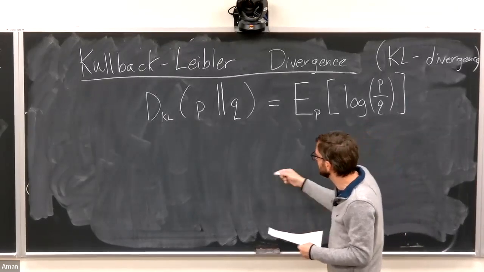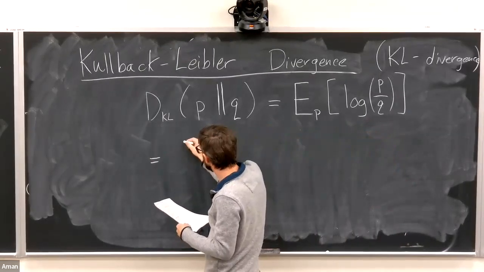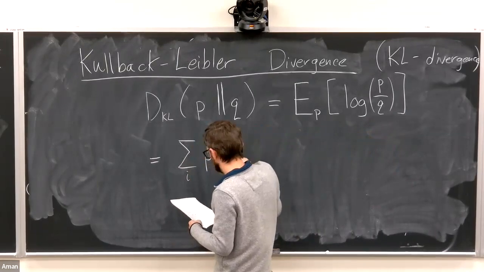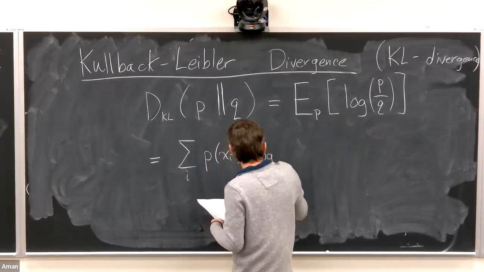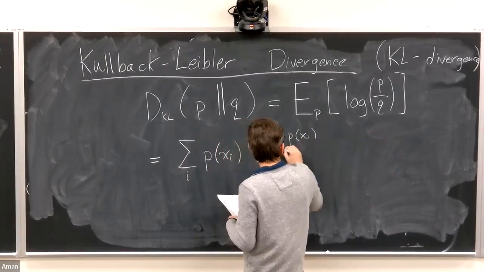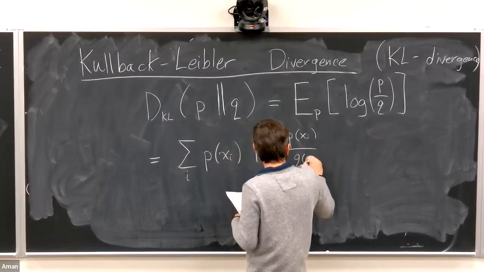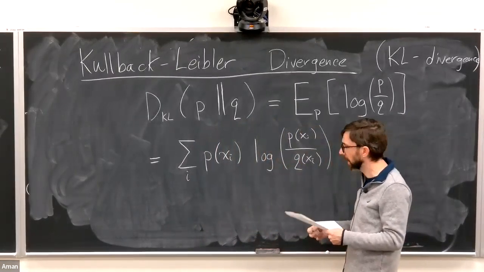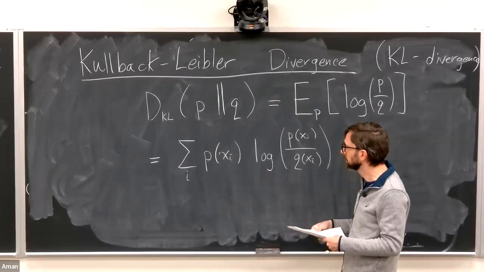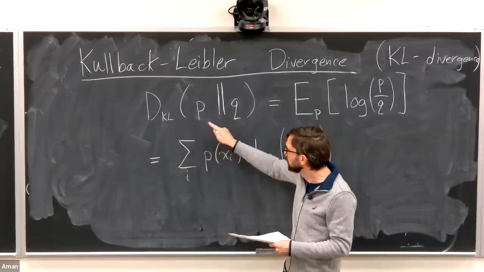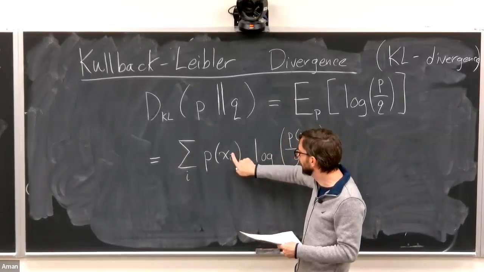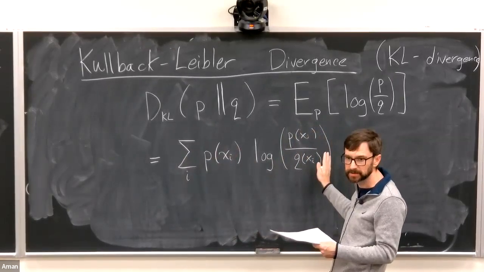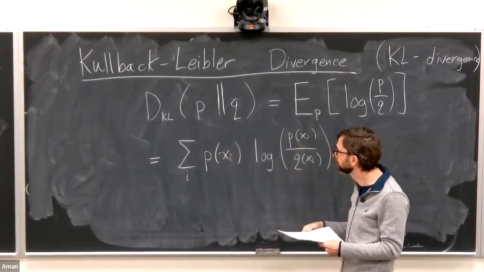Let me write it out in the discrete case. This would look like a sum over i of P of xi times log of P of xi over Q of xi. For the continuous case, I would just change this sum to an integral over the outcomes x, with dx there, since I'm integrating over x. Otherwise it would look the same.